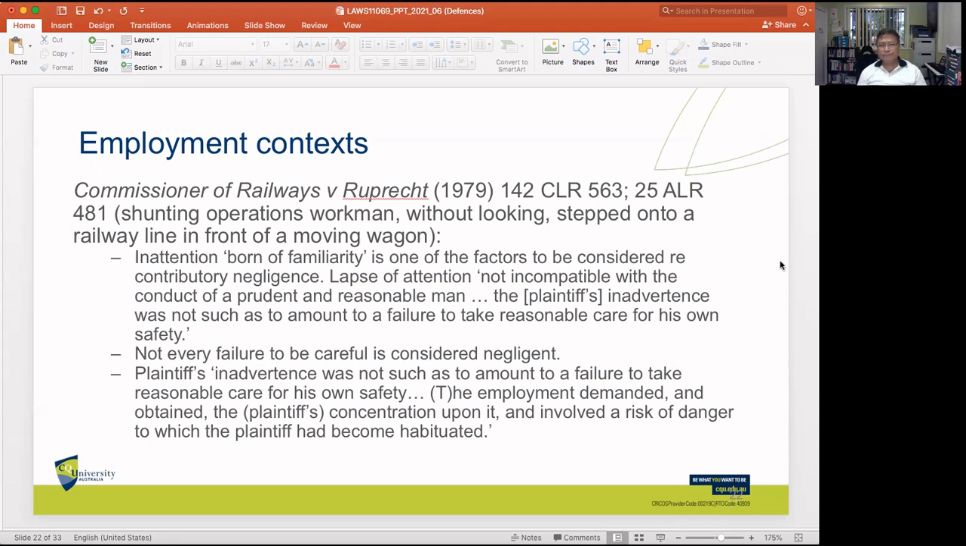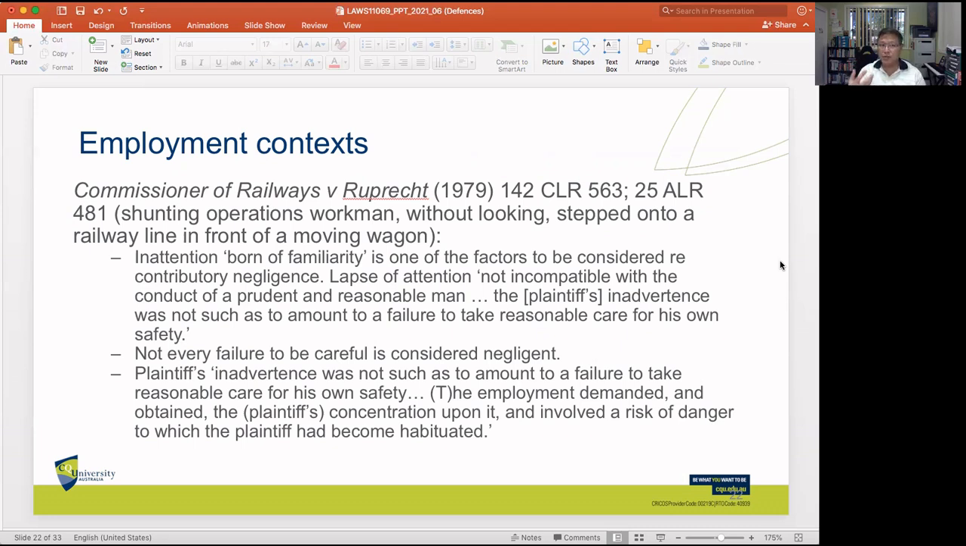So here the court said that inattention born of familiarity is one of the factors to be considered concerning contributory negligence. Lapse of attention is not incompatible with the conduct of a prudent and reasonable man. The plaintiff's inadvertence was not such as to amount to a failure to take reasonable care for his own safety. So as human beings, we are prone to have a lapse of attention. That is not an issue. The issue is if the employer failed to factor in the fact that people can be inattentive at times.